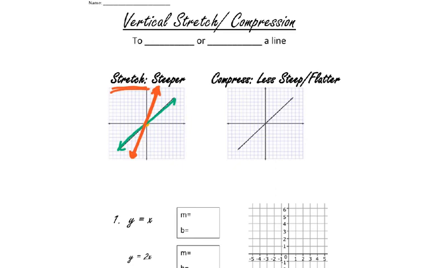It's the same thing. So in this one, here's my parent function. When it becomes flatter, it would look like this. Flatter. It became more flat. The y-intercept didn't change, but instead of going up 1 over 1, we're now going up 1 and over 4. So to vertically stretch or compress is to stretch or compress a line.